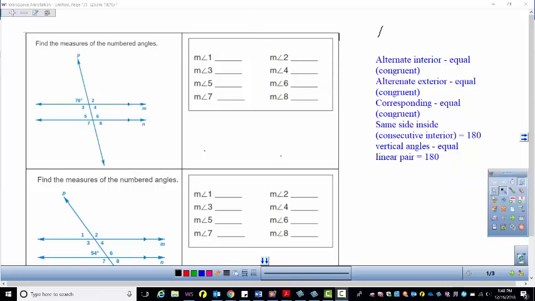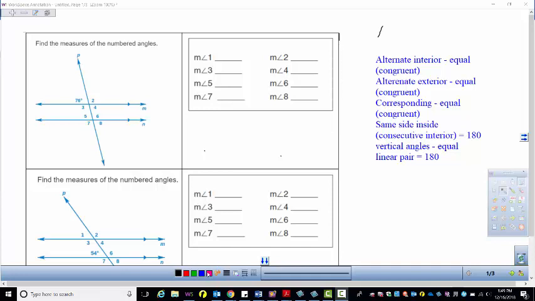Okay, so in this video we are going to look at the angle pairs that we looked at last time when we had two parallel lines and a transversal. So when we had two lines that were parallel and a transversal line that crossed both of them. The names of our angles were alternate exterior, alternate interior, corresponding, same side inside, which are also called consecutive interior, vertical angles, and linear pair.